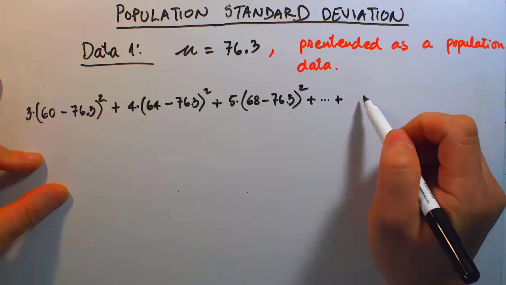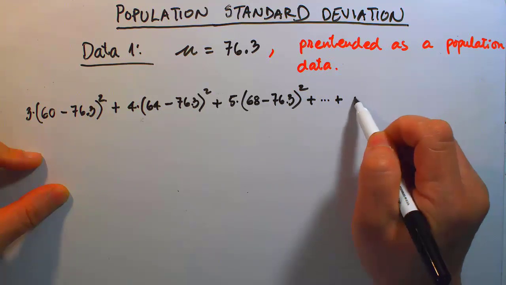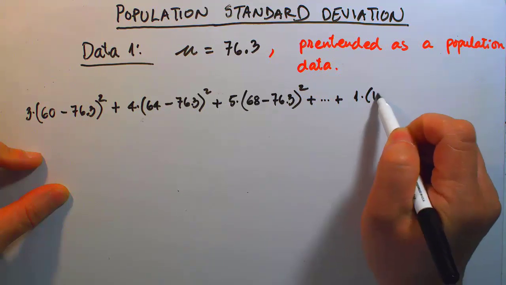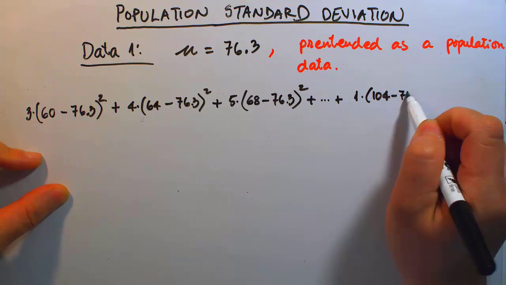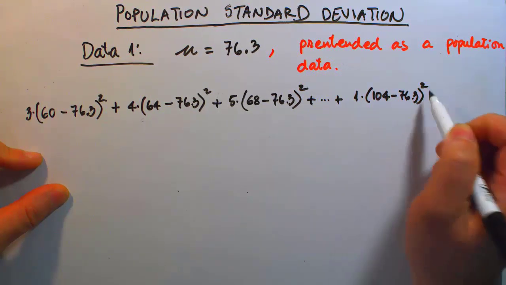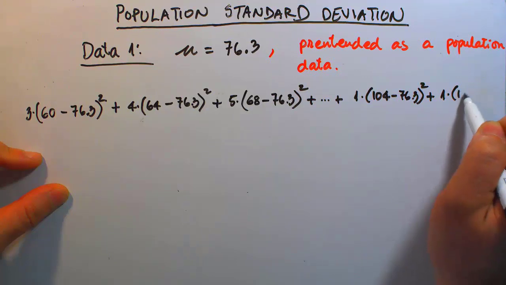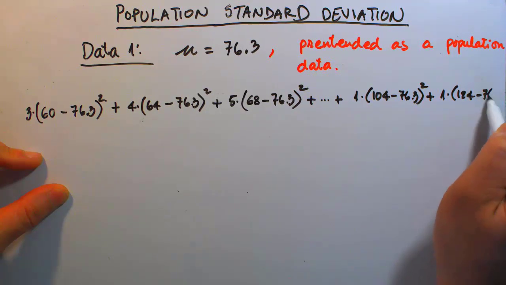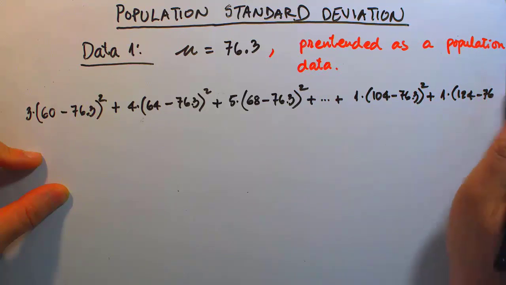And the way we find standard deviation, we keep doing that until we hit the last few ending ones here. So 1 time of 104 minus 76.3 squared, and then the last one here is 1 time of 124 minus 76.3 squared.